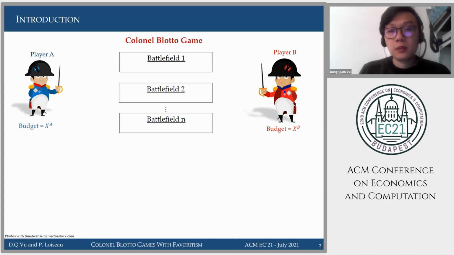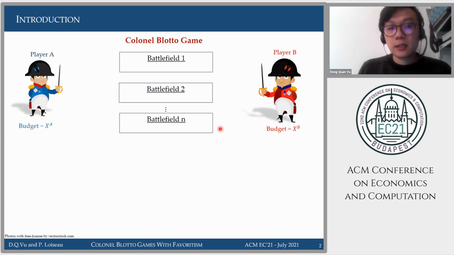So in this paper, we focus on the model of Colonel Blotto game. It is a one-shot complete information game between two players called A and B. Each player has a budget of resources called SA and SB. And in the game, there are n locations called n battlefields. Each battlefield will have a corresponding value.